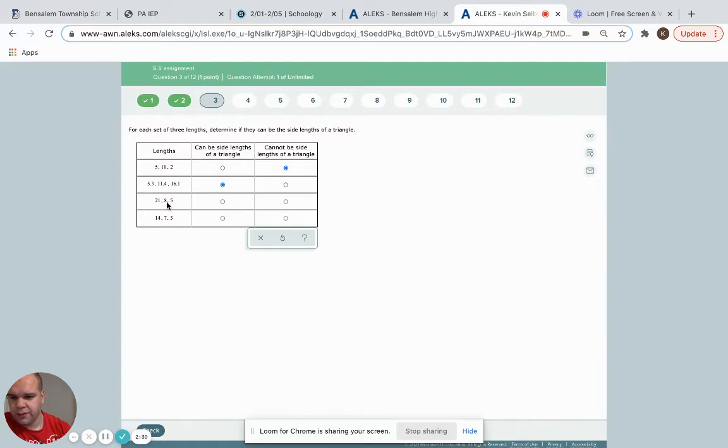Then we've got 21, 8, and 5. 5 plus 8 is going to be 13. That's smaller than 21. That cannot be a triangle. Next, 7 plus 3 is 10. Again, smaller than 14, so it's not going to be a triangle.